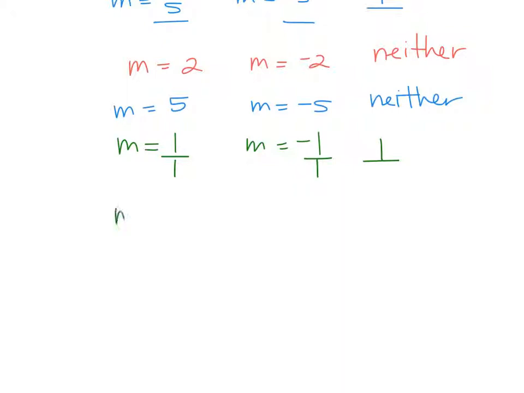What if I have a slope of 5/6 and a slope of 5/6? Parallel, perpendicular, or neither? That would be parallel. So just remember, same slope, parallel. Opposite reciprocal slope, perpendicular. Questions on that?